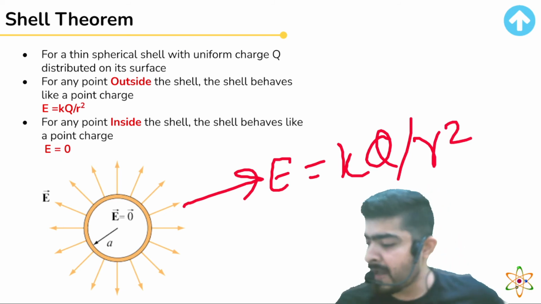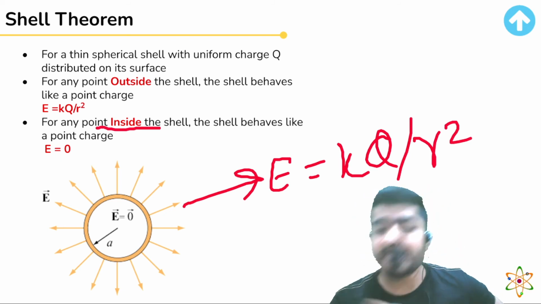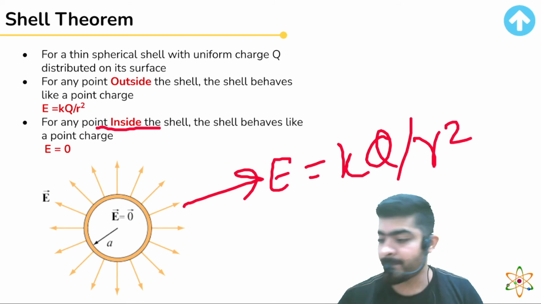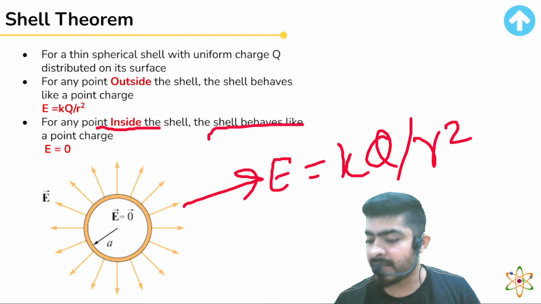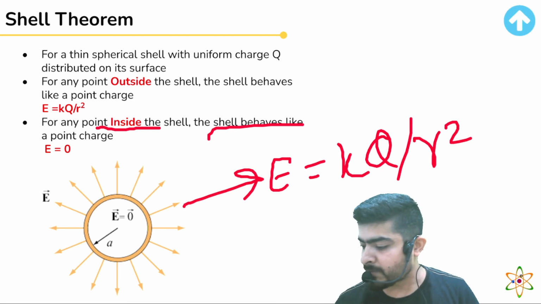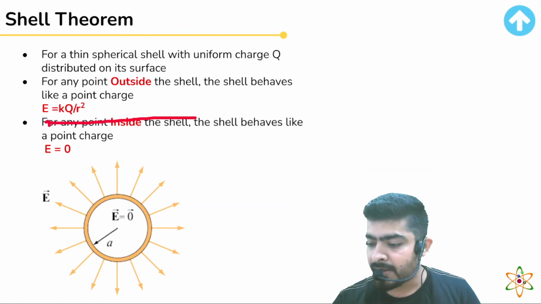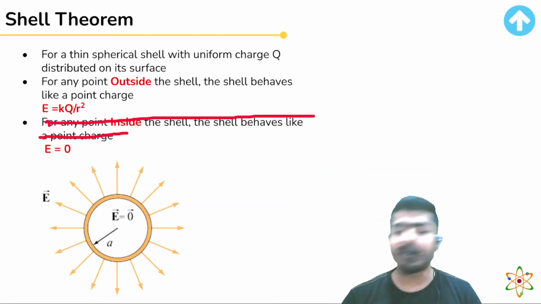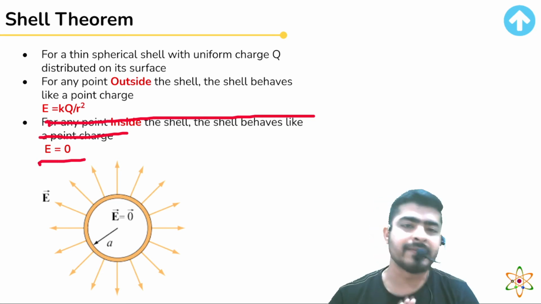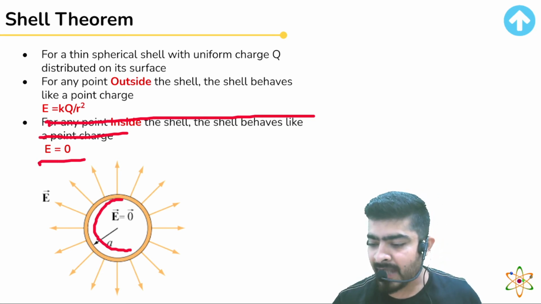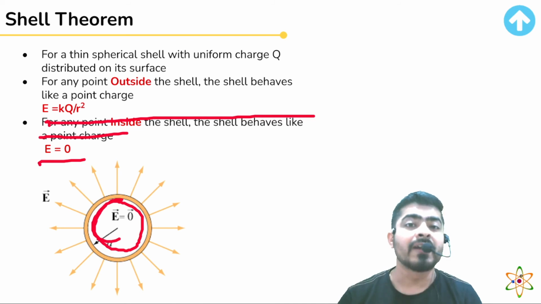Okay, for any point inside the shell, simply electric field will be 0. So inside this cavity over here we have 0 electric field. Clear?